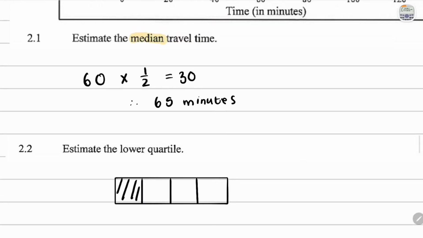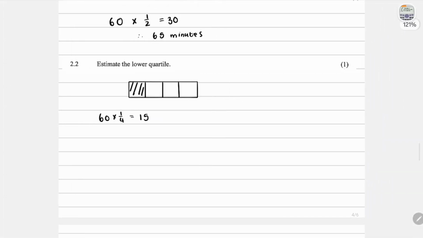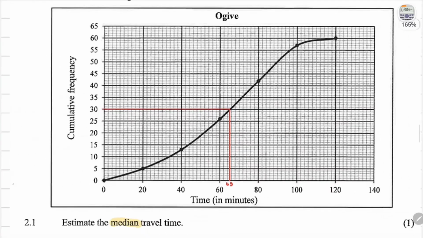So we will say, just like we said here, 60 times a half to find out the position of the median. We will say 60 times a quarter, 1 over 4. And that would be 15. So it's the 15th person. So on our ogive, on the y-axis, we go to 15.